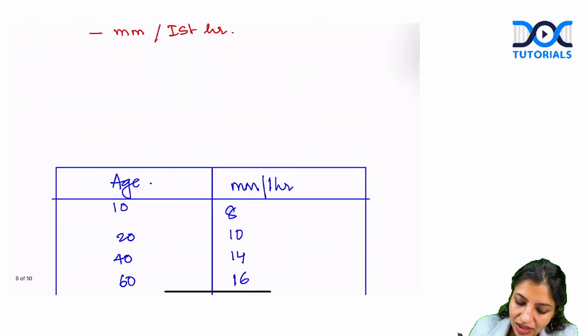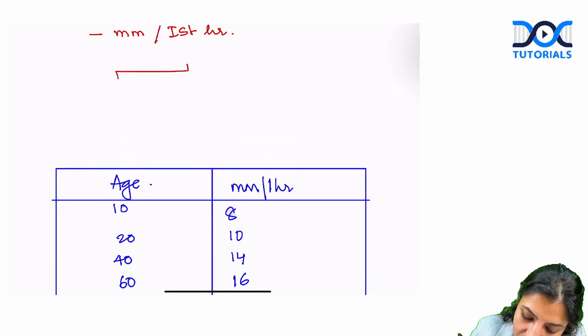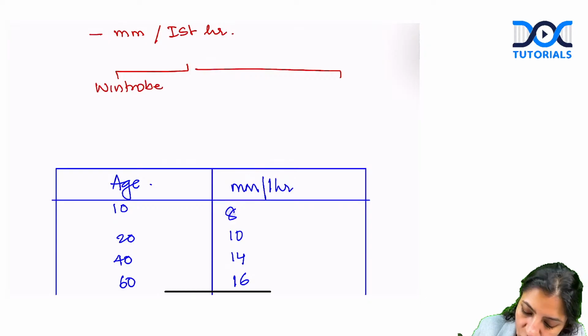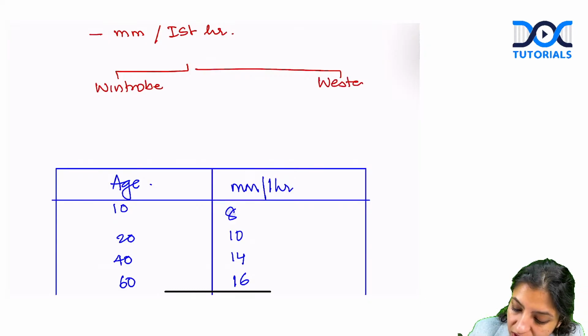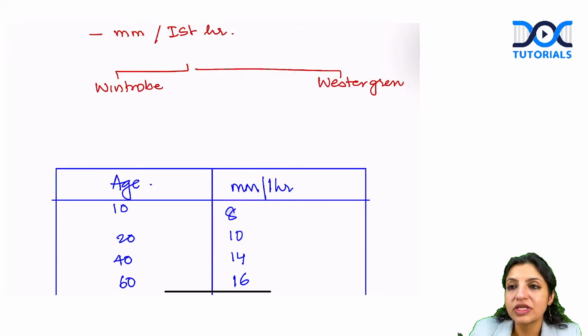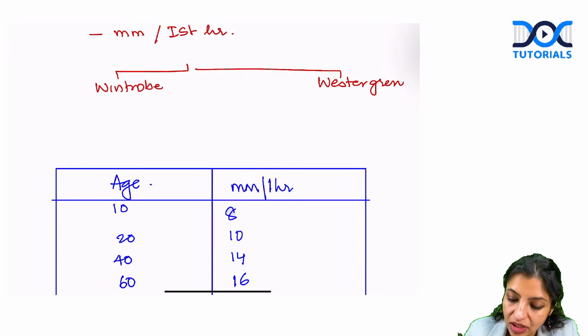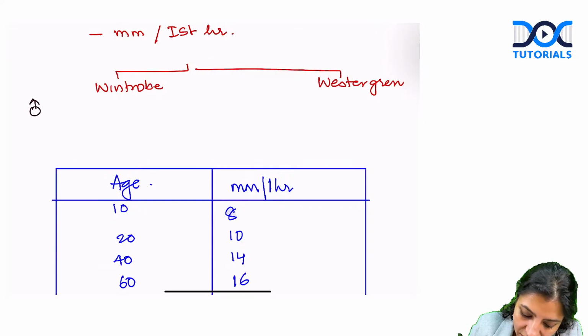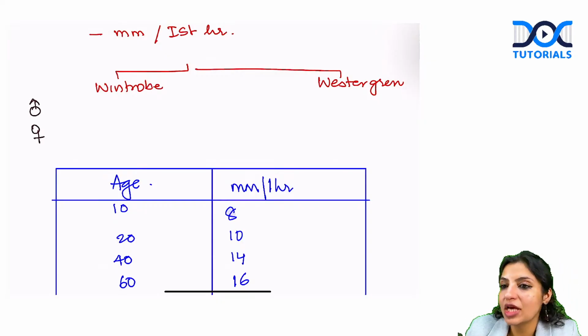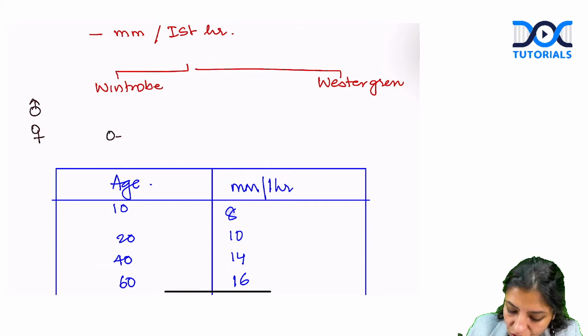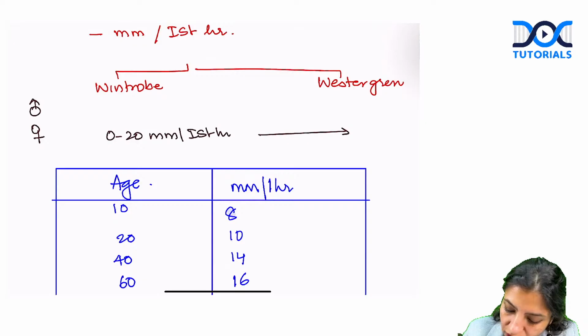Now, what is the result? The result depends upon which tube you are using, either Wintrobe tube or Westergren tube. Everybody knows Westergren is a longer tube, so obviously your fall will be more, isn't it? When we divide it into male and female, females usually have more ESR, okay? So in females, usually it is 10 to 20 millimeter in the first hour. Same here also. Both of them have this much.